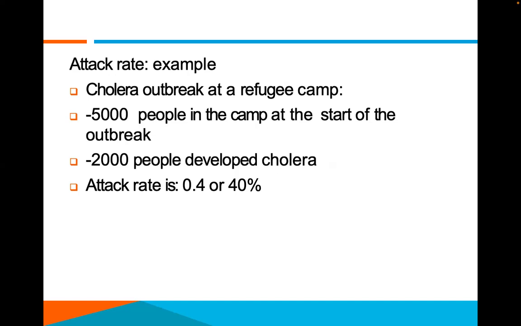5,000 people are in the camp at the start of the outbreak. Then after some time, 2,000 of these people develop cholera. What becomes the attack rate? The attack rate becomes the number of people developing the disease over the total number of people present. And that can be the attack rate calculation.